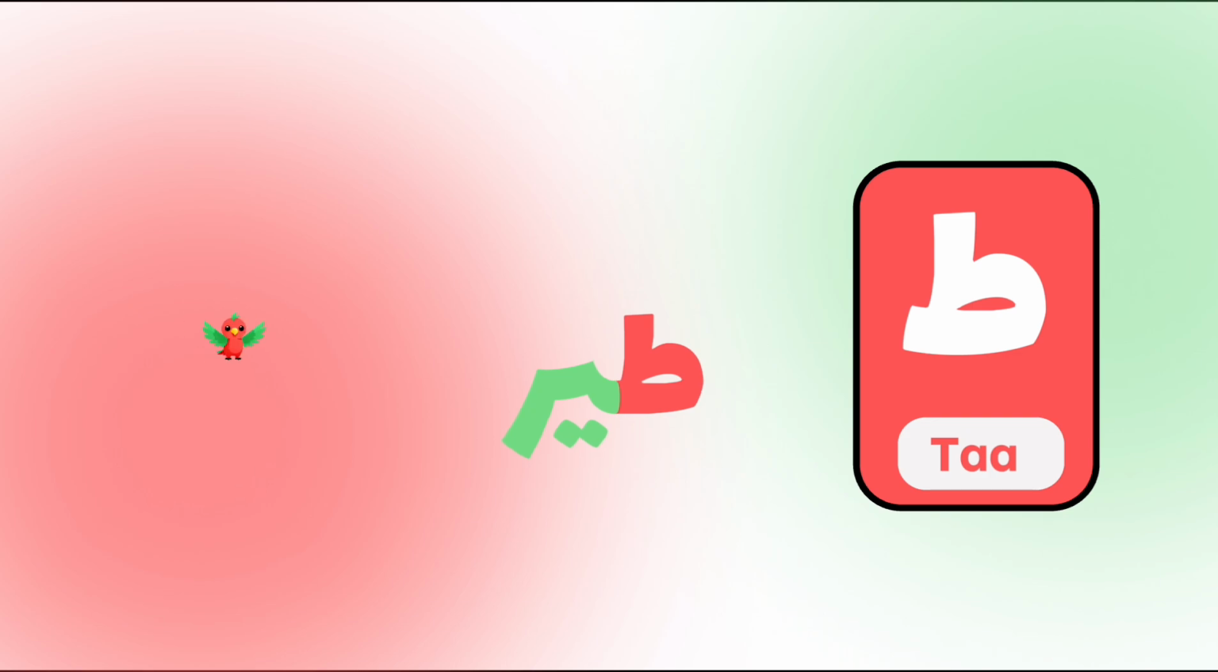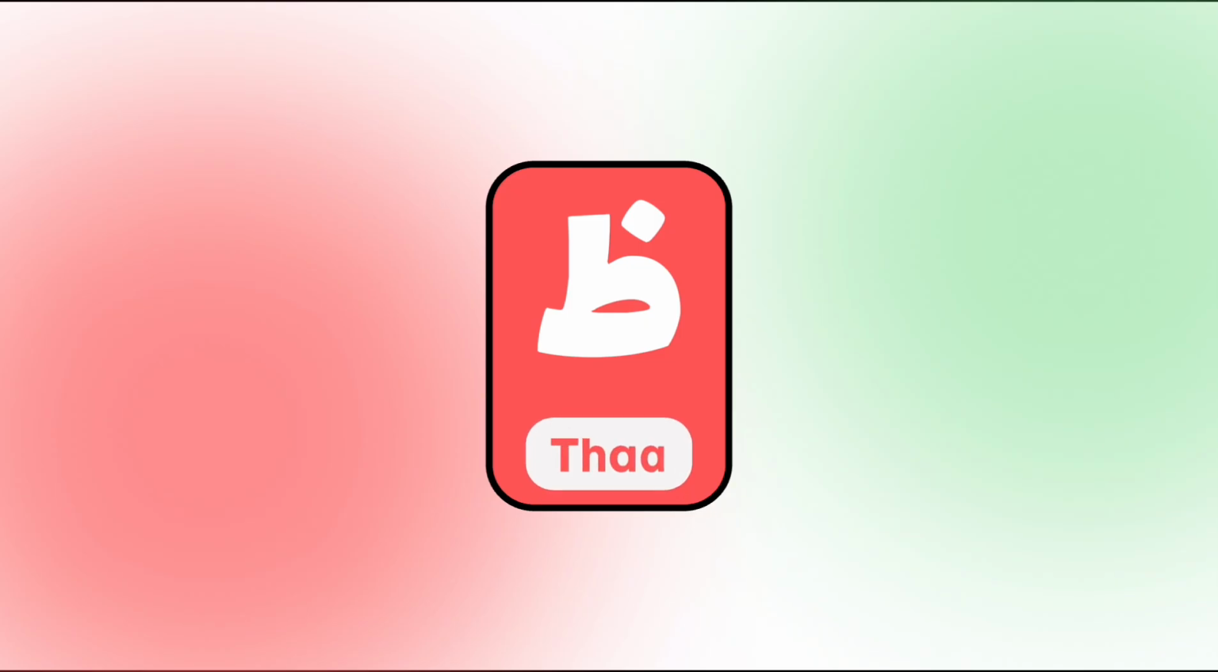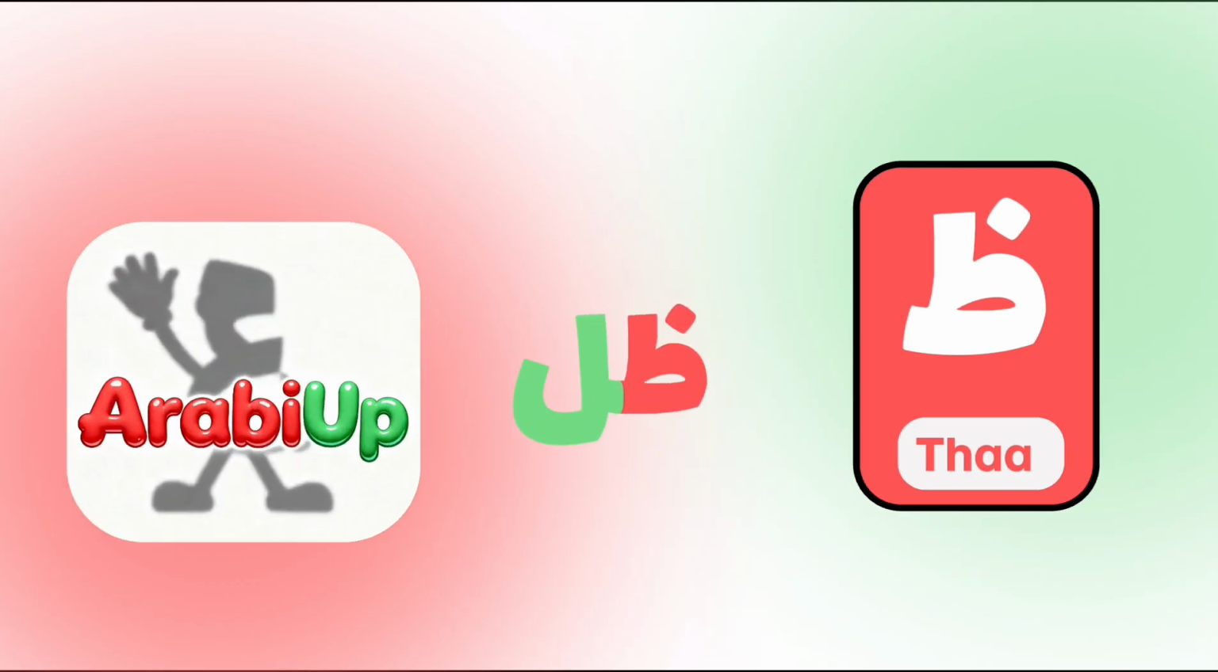Ta. Ta, a deep heavy T sound like in طير. طير, bird. Dha. Dha, a deep heavy th sound like in ظل. ظل, shadow.